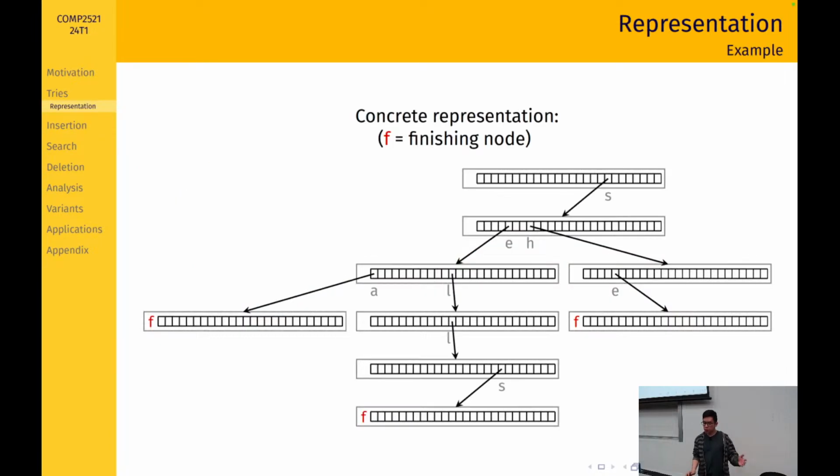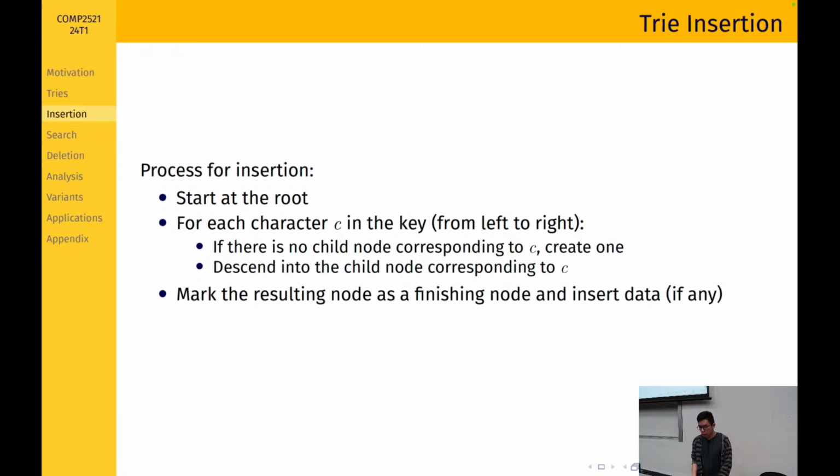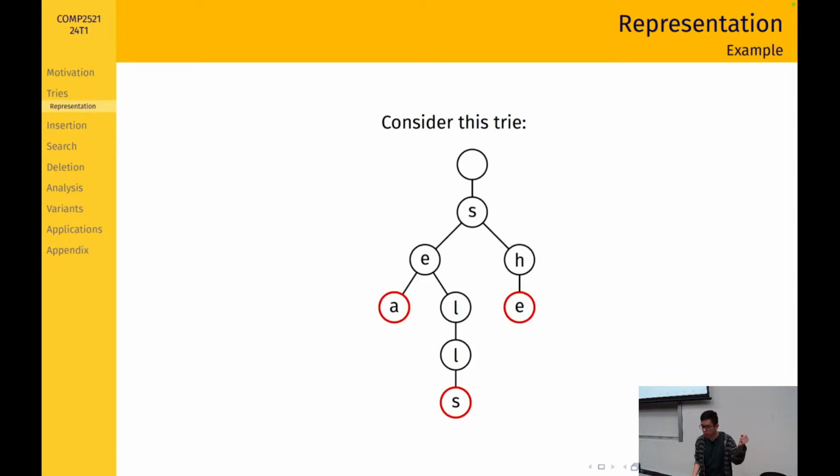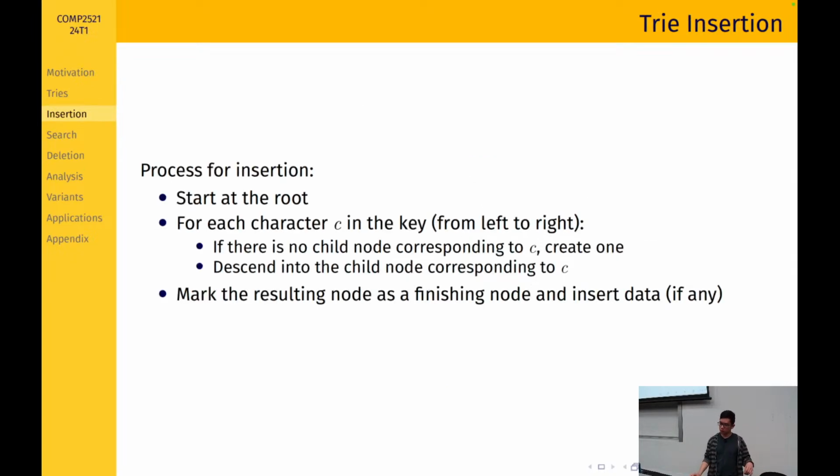And now we can start talking about the different operations on our tries. So how do we actually insert into a trie? Well, first of all, when we create a trie, it only contains the root node, right? So when we create a new trie, that will just create a new root node and return it. So how do we start inserting things into the trie?